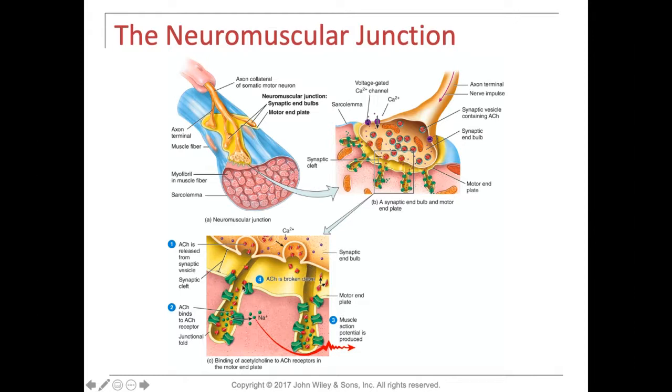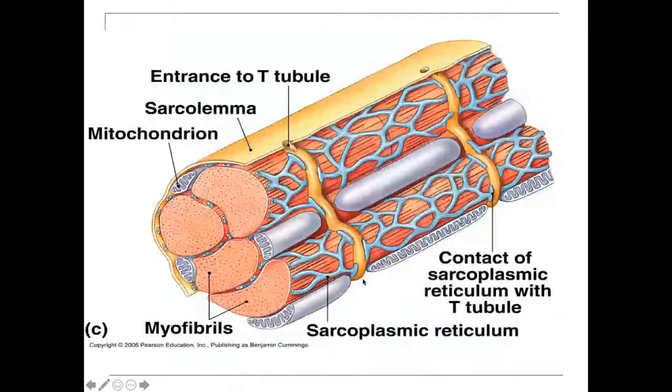Now, this structure here, this invagination right here, is called a transverse tubule or a T-tubule. This T-tubule is this structure right here because it runs transversely to everything else going this way. This is another transverse tubule. The transverse tubules contact a structure called the SR or the sarcoplasmic reticulum. That's this blue meshwork here.